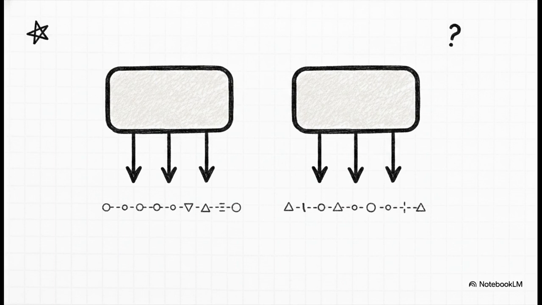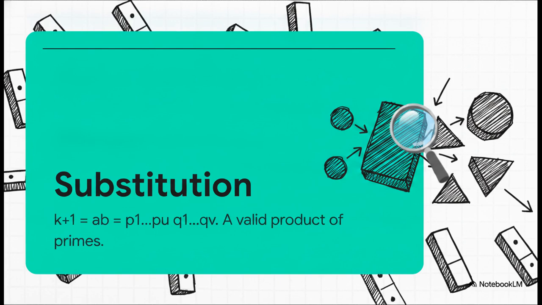We can write a as a string of primes multiplied together. Let's call them p1 through pu. And we do the exact same for b, as another string of primes, q1 through qv. We don't even need to know what those specific primes actually are. We just know for an absolute fact that they exist. Let's see how this builds to our grand conclusion.